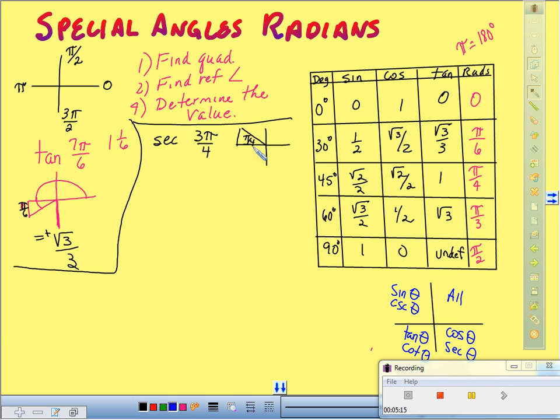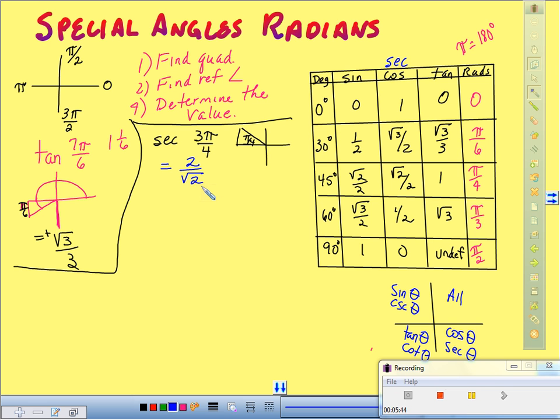Now I need to know secant, and secant is, of course, the reciprocal of cosine. So I'm going to go look up the secant of pi over 4, which is the third line down, middle column, and I'll discover cosine is square root of 2 over 2. So if I want to do secant, I have to turn that upside down.